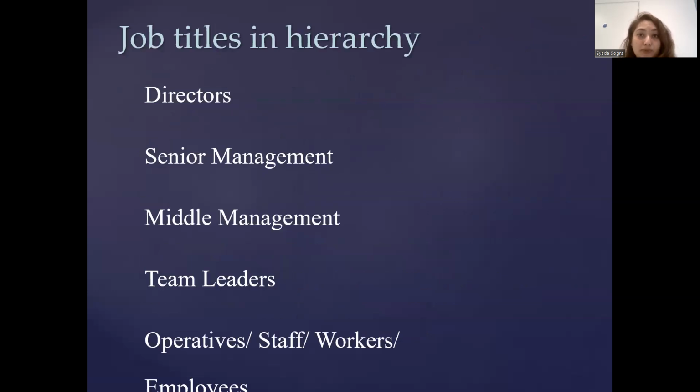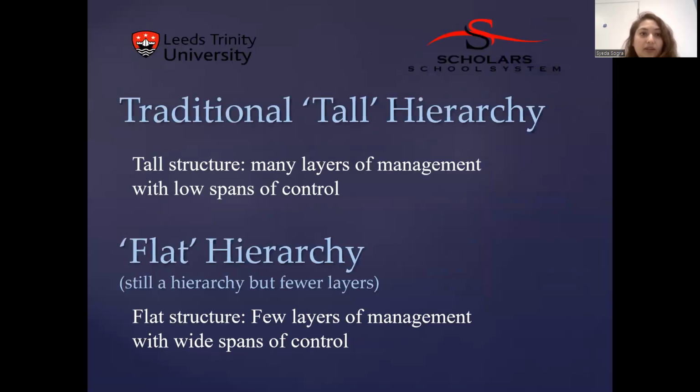If you look into the job titles within an organization, going from the top to the bottom, it's directors, followed by senior management, middle management, team leaders, operative workers or staff, followed by the employees. But the reporting line always goes from the bottom to the top of the hierarchy. So it goes from employees to their operatives, to their team leaders, middle management, passing through the senior management and reaching the directors of the organization.